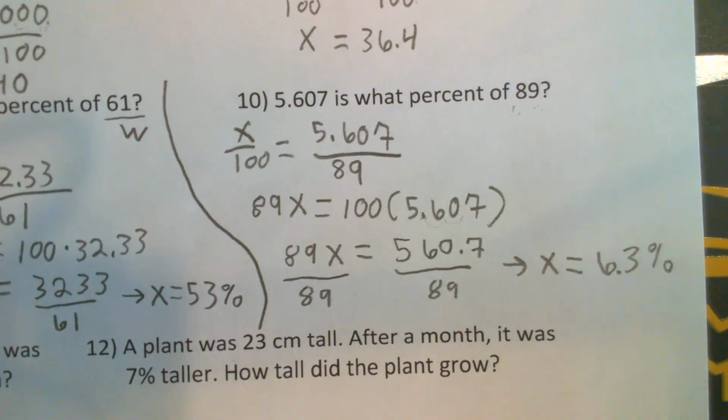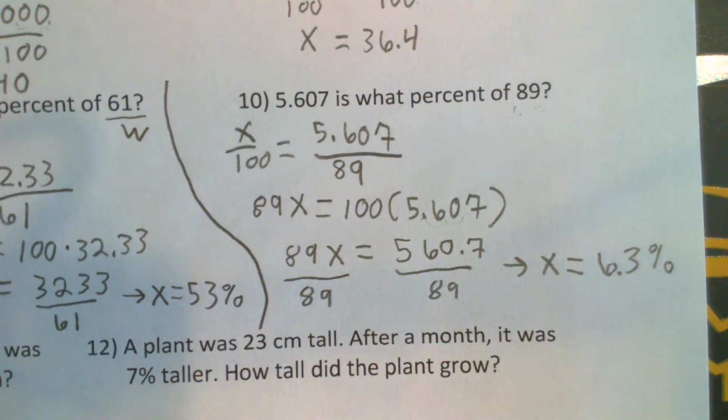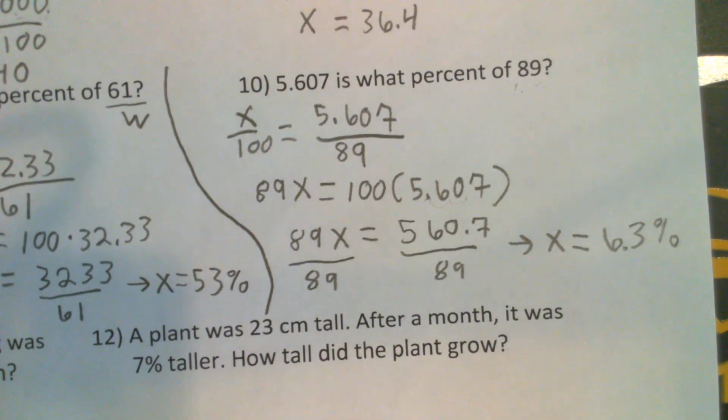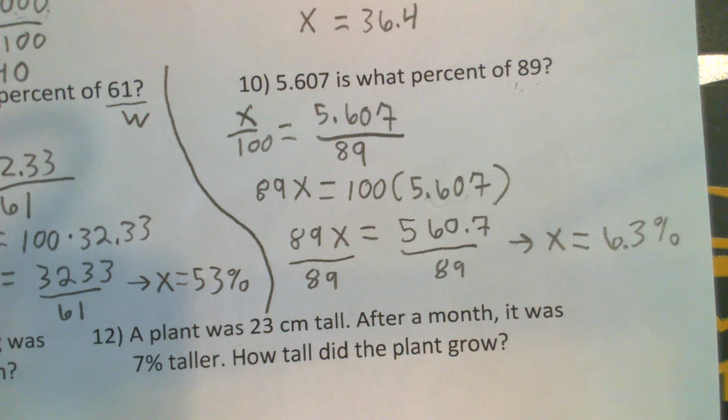Does our answer make sense? 5.607 is about 6.3% of 89. That seems reasonable to me. This is the first half of 1.3 part 1. The next video will show the second half of 1.3 part 1.